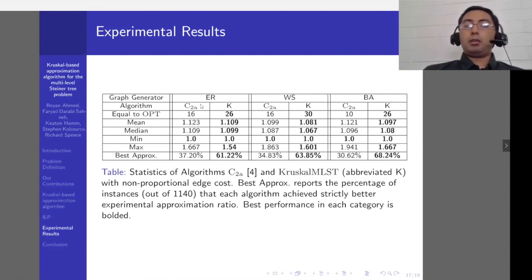We are comparing C2A with Kruskal MLST. Here C2A is the algorithm by Charikar et al. for non-proportional edge cost. We provide similar statistics. Again, best approximation reports the percentage of instances that each algorithm achieved strictly better. Best performance in each category again is bolded, and we can see that Kruskal MLST performed relatively better compared to the other algorithm.